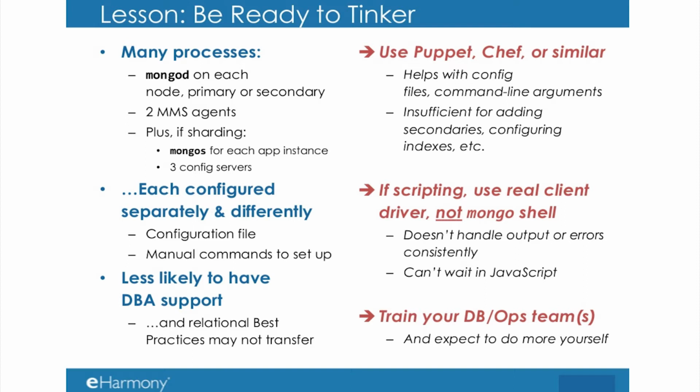You're also going to have 3 instances of the config server, which keeps track of which chunks are located in which shard. It's a lot to keep track of, and each one is configured separately. It has a local configuration file that has to contain the right options for it. But in addition, when you're adding boxes to your cluster, when you say, I want to add a secondary to this replica set, you can't just put that in a configuration file. You have to issue commands through the Mongo shell or through a driver in order to do that. So there's still a lot of manual setup on top of that.